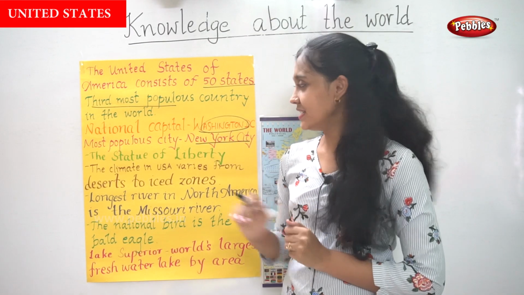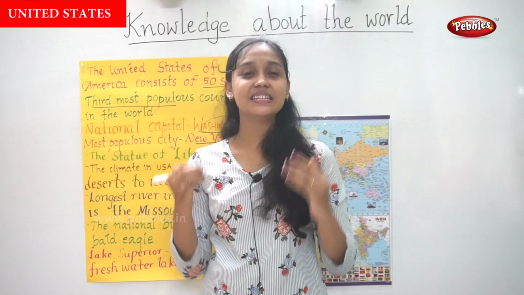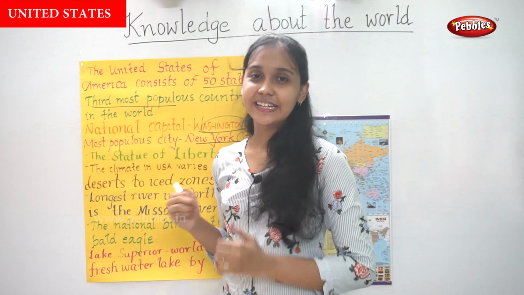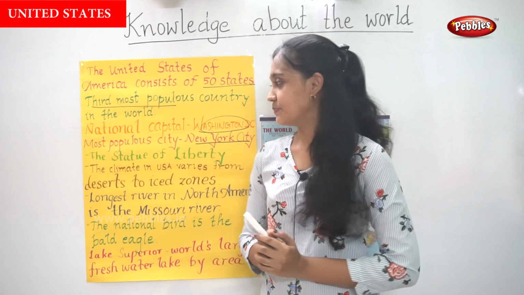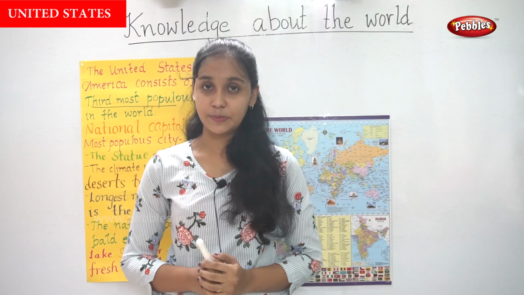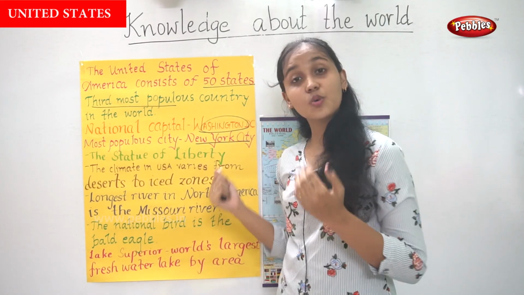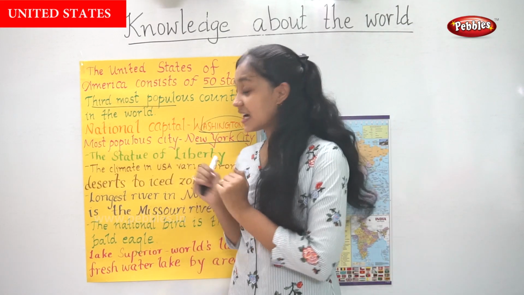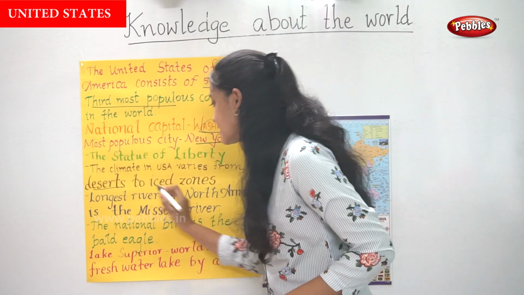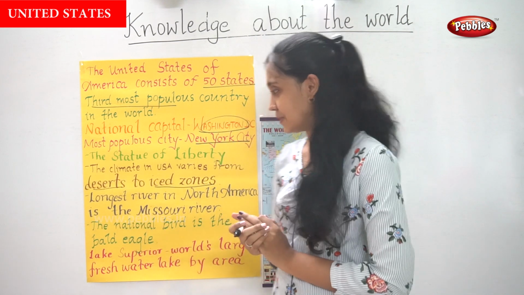Moving on to the next point, the Statue of Liberty. Yes, you all must have heard about the Statue of Liberty. This amazing monument is also in the United States of America. Then, moving on to the climate. What do we know about the climate of North America? You will be surprised to know that the climate varies from deserts to ice zones. Within this country, you have deserts, you have ice zones as well. So, there is a large variation in the climate.